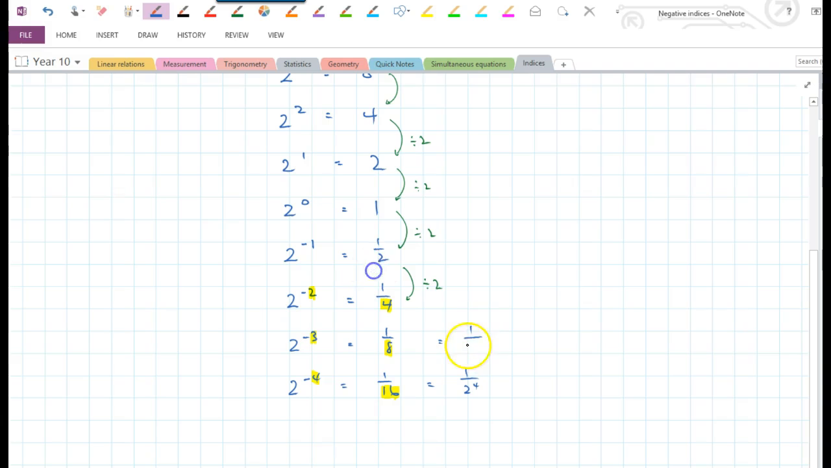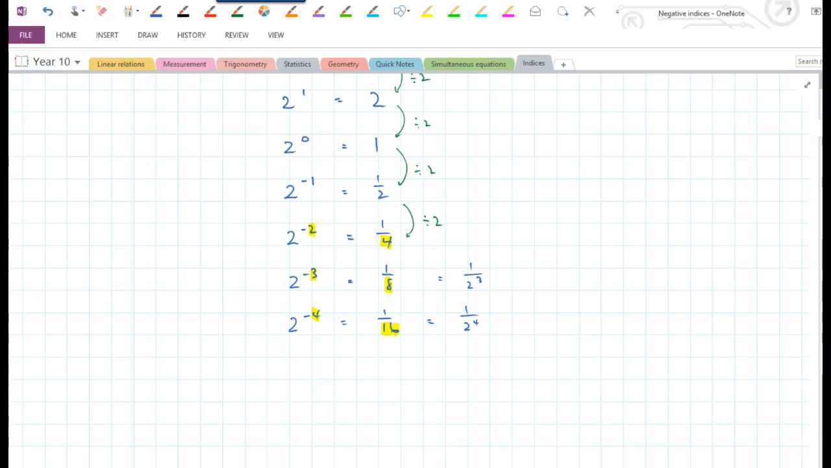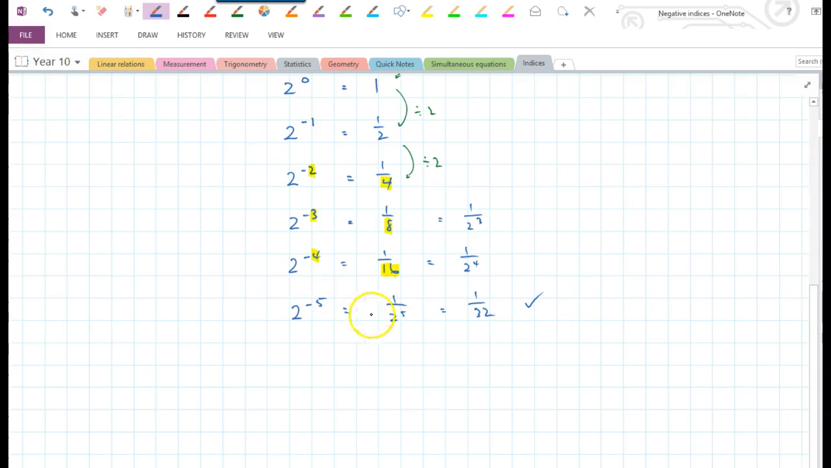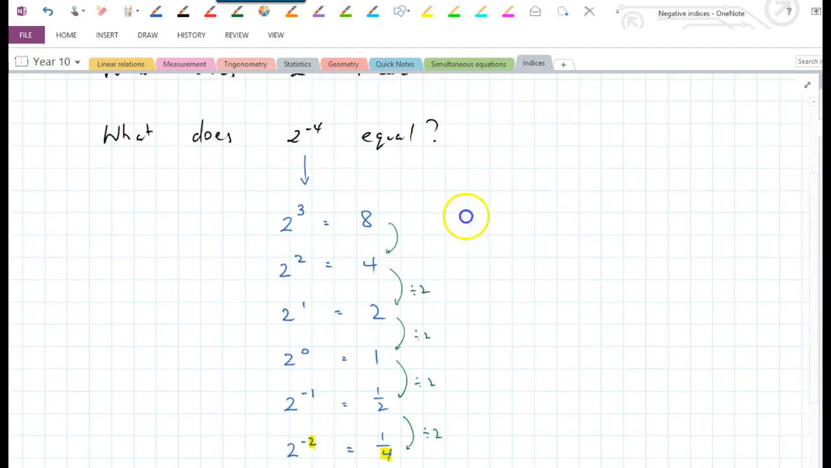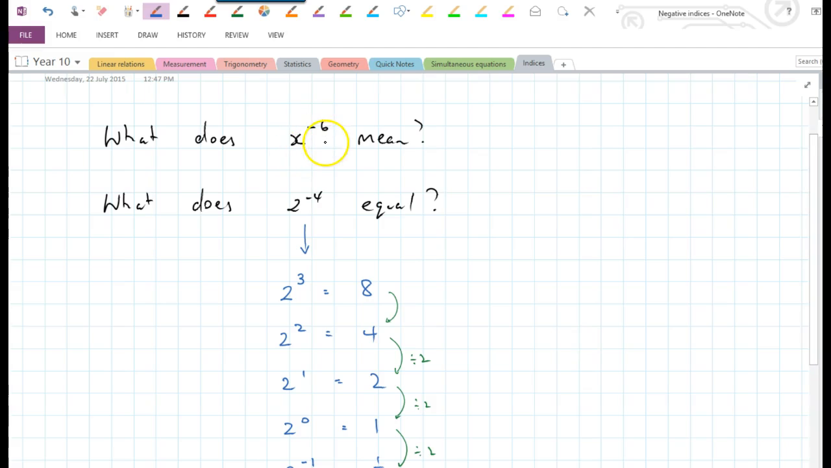1 over 8 is 1 over 2 cubed. So would it be fair enough to say that 2 to the minus 5 will equal 1 over 2 to the 5, which is 1 over 32? It would be fair to say. So the first thing we notice here is that we can deal with negative powers by making them positive in the denominator of a fraction under 1. Right? So 2 to the minus 5 is 1 over 2 to the 5. So that's the first thing to sort of discuss. And we'll come to this algebra in a moment.